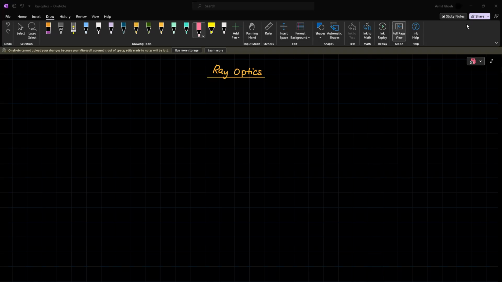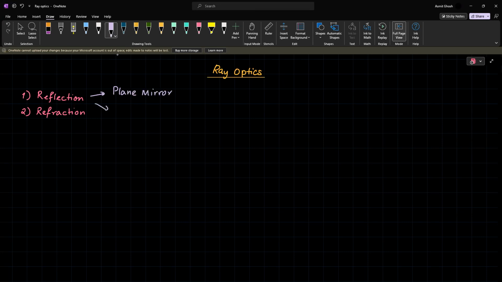Okay, so this is a very short and brief revision for ray optics. This chapter can be divided into two parts: reflection and refraction. Reflection has two major portions. One is the plane mirror and one is the spherical mirror.